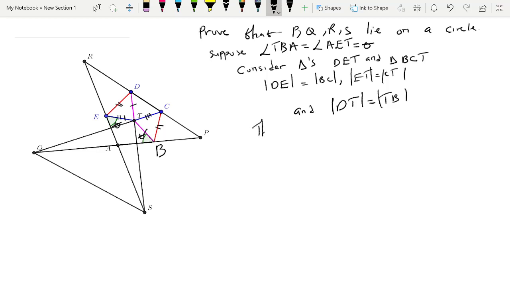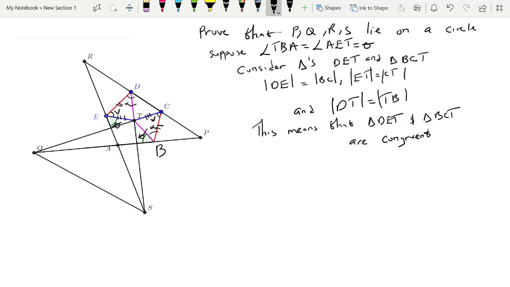This means that triangles DET and BCT are congruent. They're congruent triangles, so they're basically the same thing. Supposing I call this angle alpha, then this automatically becomes alpha. Congruent triangles have the same angles. So if this is V, then this should also be V, right? So we're all good on that.